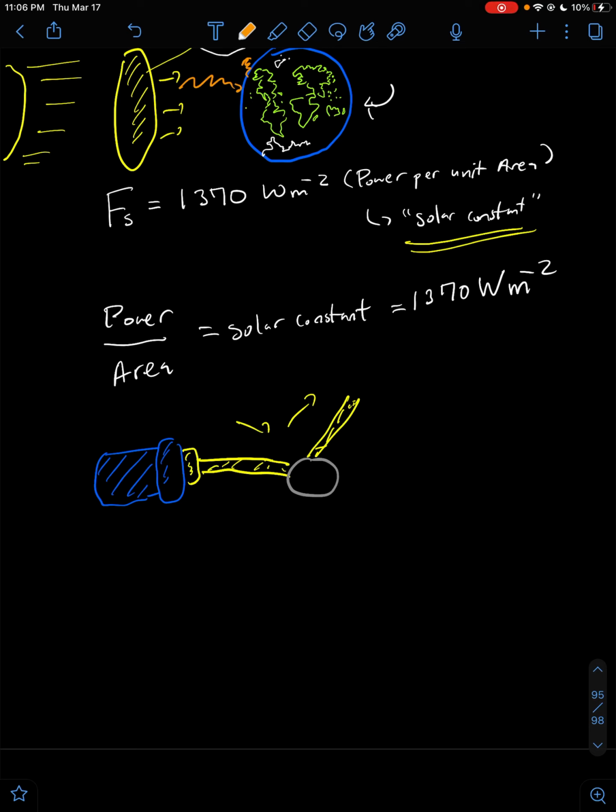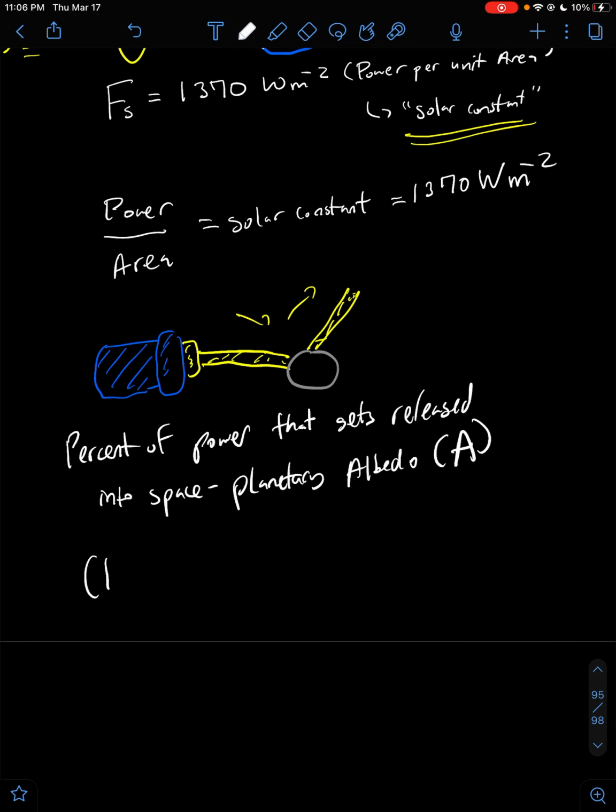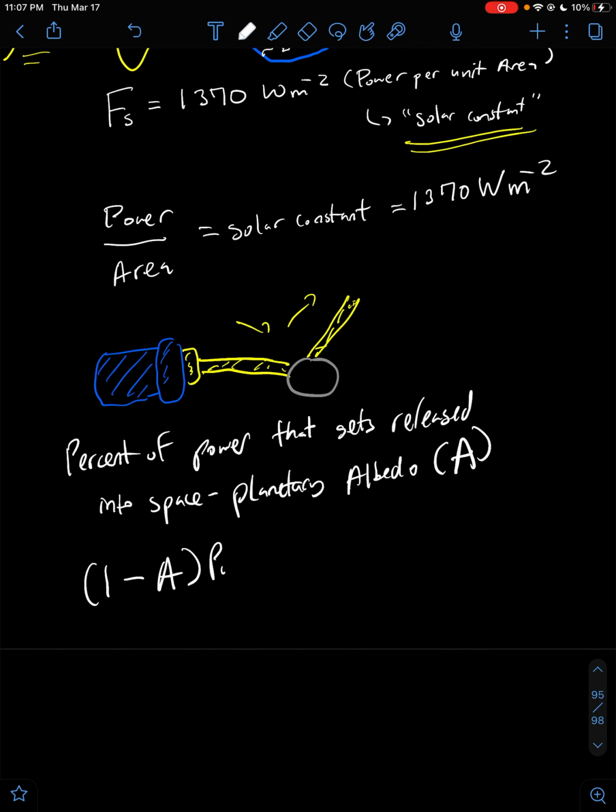So some of the incoming power, some of the incoming radiation will get bounced off, meaning that only a fraction of that radiation actually stays on the Earth. And the fraction, or the percent, of power that gets released into space is called the planetary albedo. And that's denoted as A. So this means that only 1 minus A, or really it's a fraction rather than percent, but 1 minus A of our actual power is going to stay on Earth.